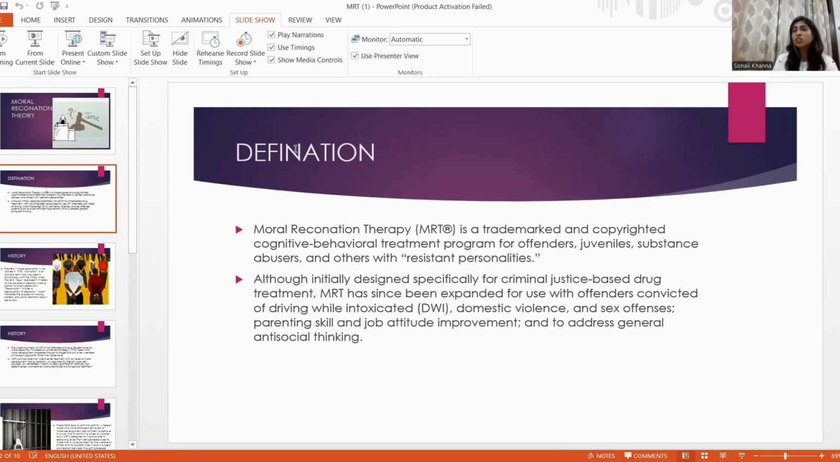Now, initially, moral recognition theory was applied to almost all types of offenders, for example, juveniles, substance abusers, or other resistant personalities. Resistant personalities are those that carry the tendency to commit a crime: personalities that are more aggressive, impulsive, or neurotic. Along with that, MRT is used to help people involved in domestic violence, sex offenders, people with bad parenting skills, parents who are very harsh to their children, and even job attitude improvement, for people who are very arrogant at their job place or who are not cooperating with their colleagues.